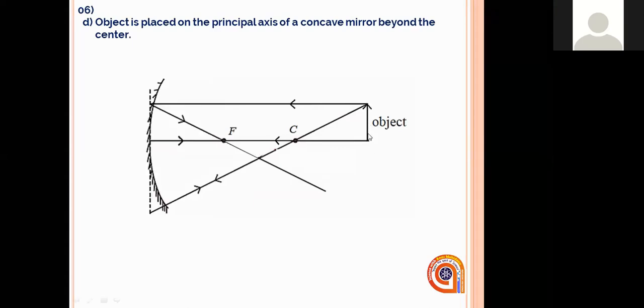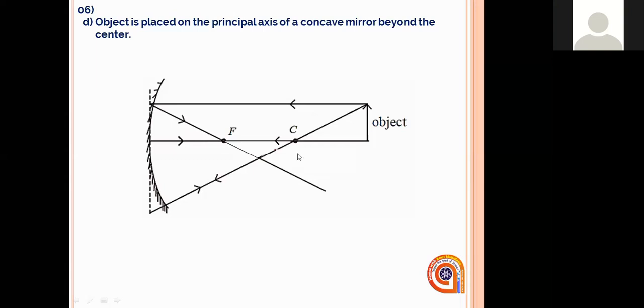You see there, when the object is kept, the two rays I'm taking, one is from the top of the object, parallel. It goes along the focal point. And the other one I'm taking along the center of curvature. Now, from the center of curvature, I can't take it because the object is away from the center of curvature. So across the center of curvature, I'm sending the incident ray, and after reflection, it comes across the center of curvature.